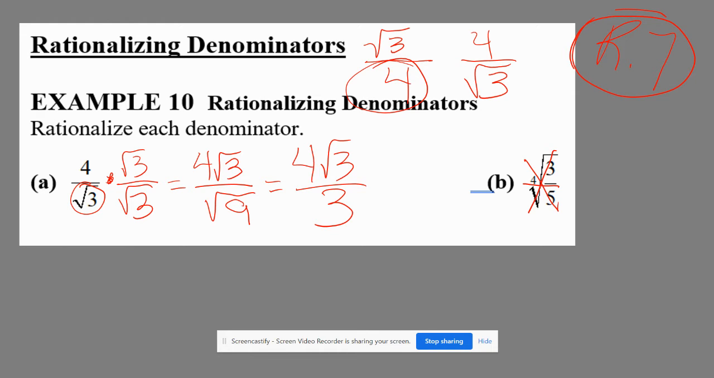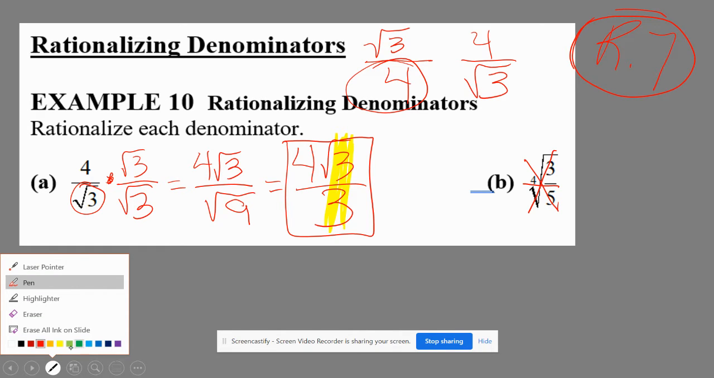Remember that these are not the same. One's a square root of 3, one is an actual 3. So we can't reduce that. And if I look at the 4 and the 3, I can't reduce that either. And so this would be our final answer.